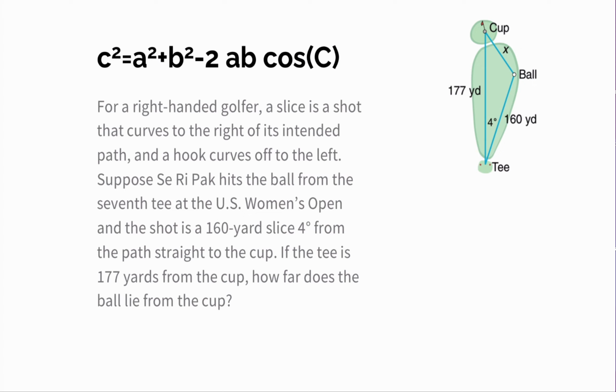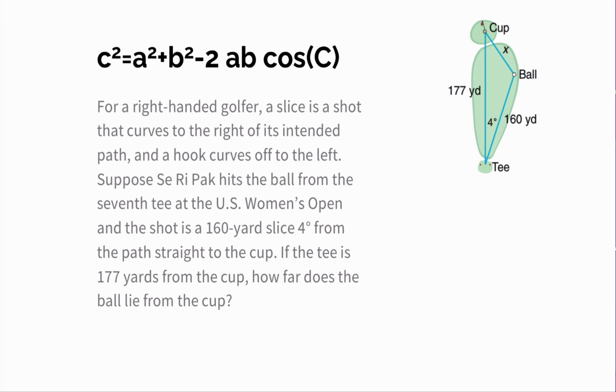All right, so for a right-handed golfer, a slice is a shot that curves to the right of its intended path, and a hook curves off to the left. Suppose Sei Ri Pak hits the ball from the 7th tee at the U.S. Women's Open. The shot is a 160-yard slice, 4 degrees from the path straight to the cup. If the tee is 177 yards from the cup, how far does the ball lie from the cup?